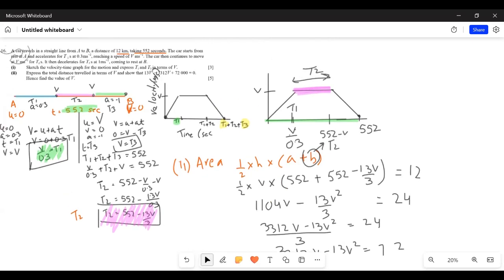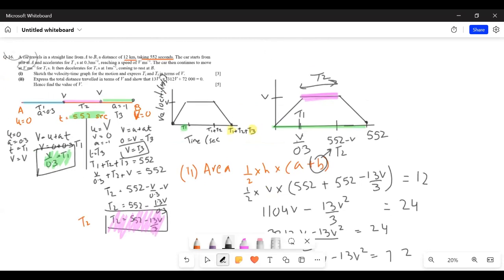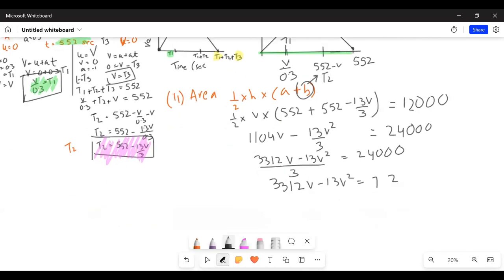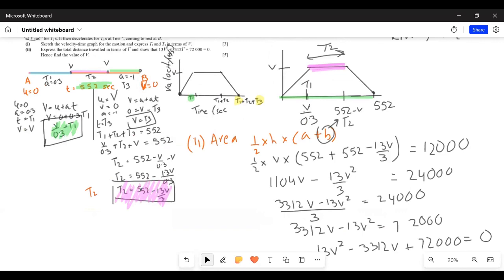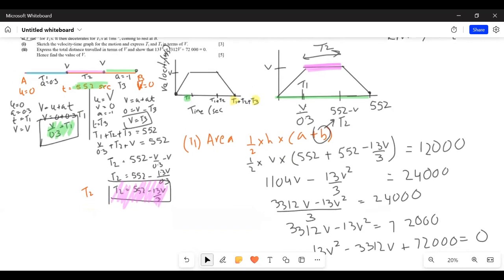Sorry, the distance was in kilometers, but in SI units, we use meters, so I did not multiply by 1000. This becomes 12,000 meters, because it was meters per second for speed. So the distance must also be in meters. So this becomes 24,000, and that becomes 72,000. Rearrange, you have 13V square minus 3312V plus 72,000 equals 0. And this is the quadratic equation we were supposed to show. 13V square minus 3312V plus 72,000. That's correct.